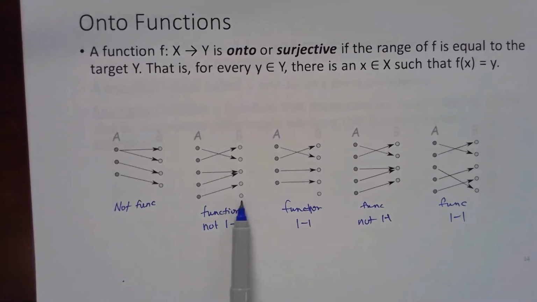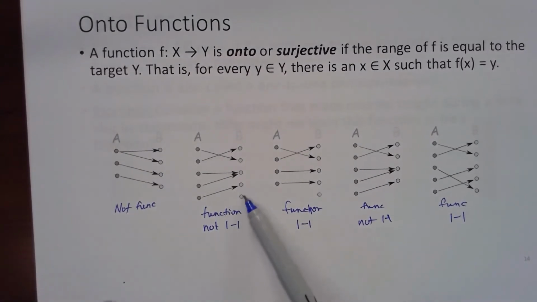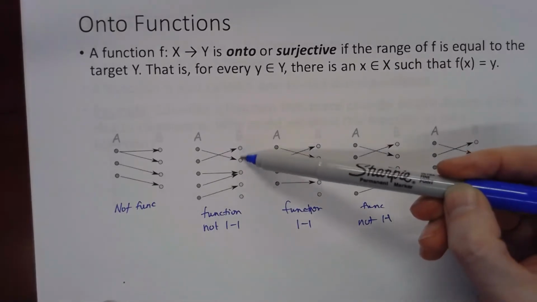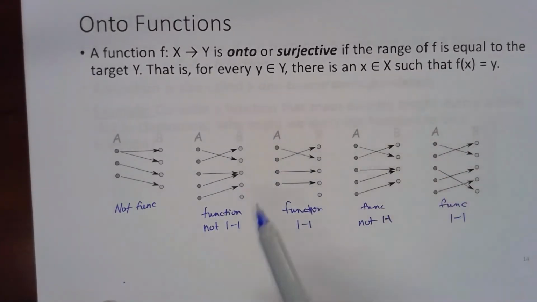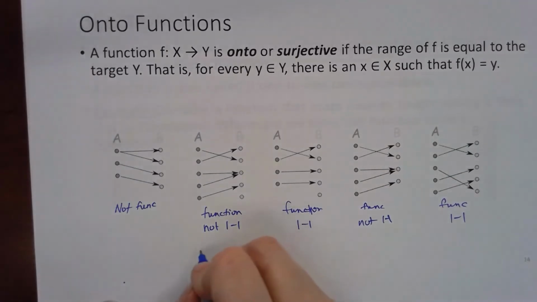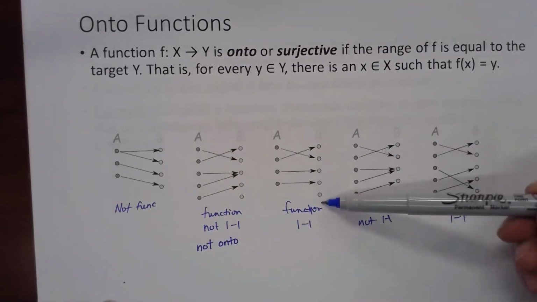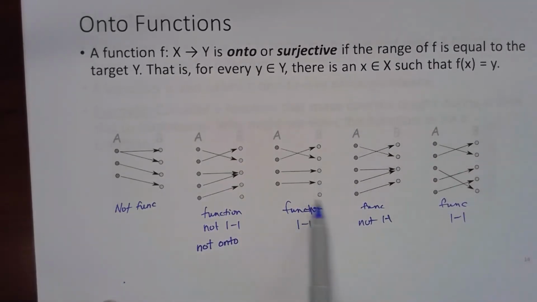Here, are the target and the range the same thing? No, they're not, because I've got this extra thing down here. Okay, so the range is only these values that get mapped to, but the target is all of these values. So the target and the range aren't the same, so this one is not onto. Okay, this one, same situation, right? We have this extra one down here. This one is not onto.